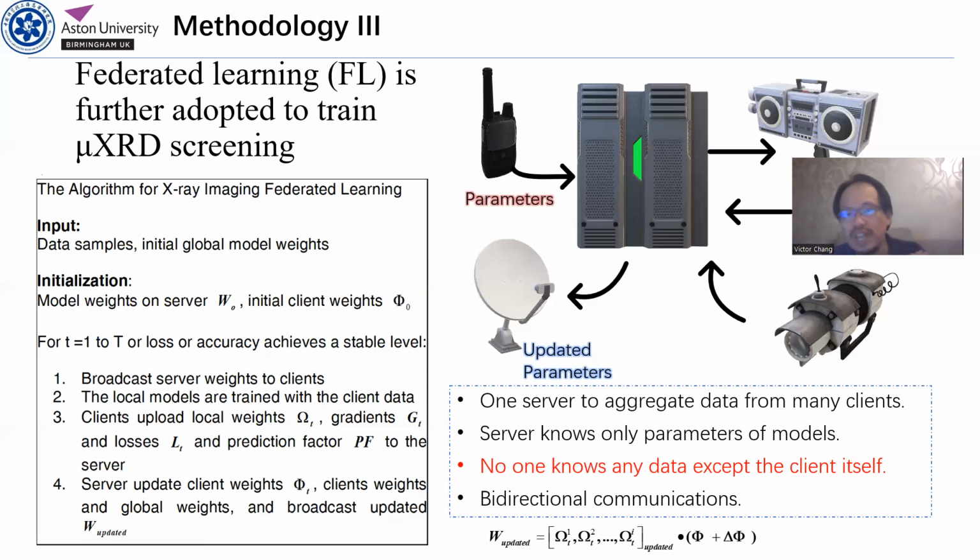Once we have finished the processing, it's all done. This is the formula to represent the number 4, to have the weights. So we get it updated. Once you update it, then you broadcast it, and therefore we get the results at the end.